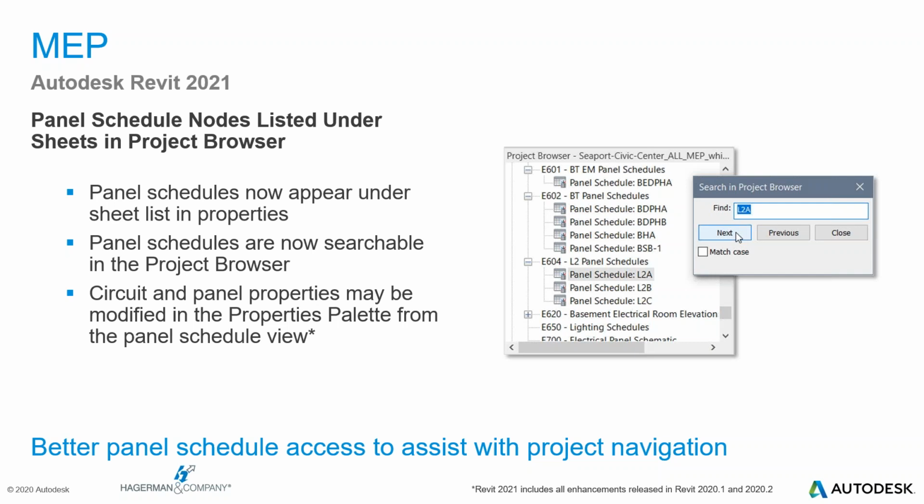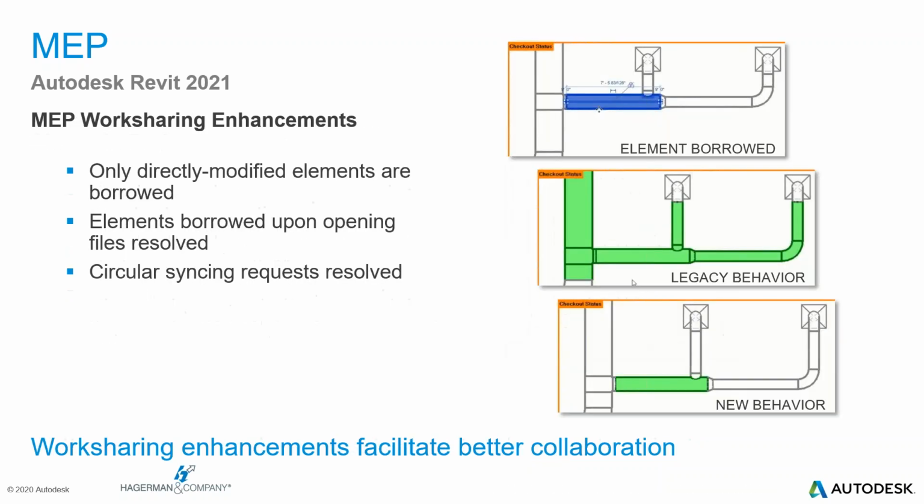Also, part of the 2020.2 release was making it possible to modify the properties of circuits and panels in the properties palette from within the panel schedule view, making it easier and quicker to make modifications to these components without having to switch views. This addition provides electrical designers with faster and more consistent navigation for panel schedules.